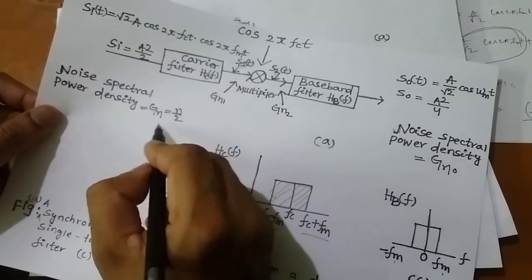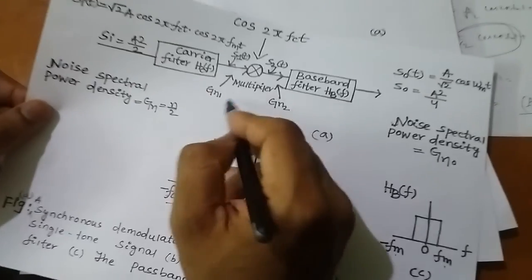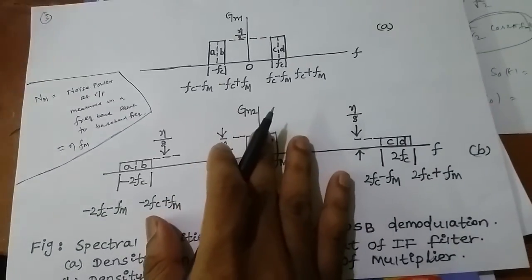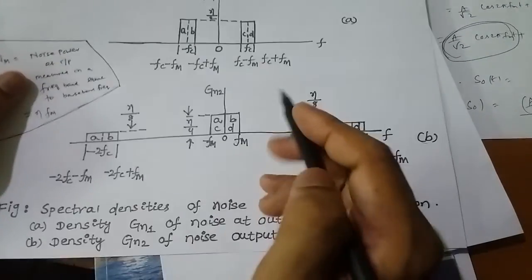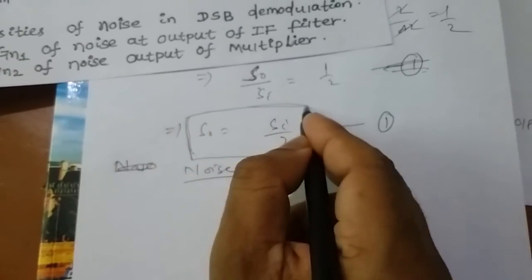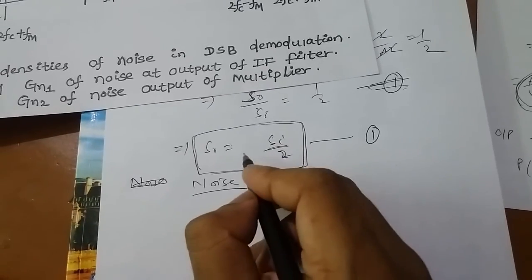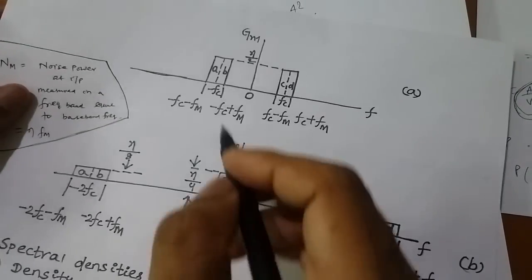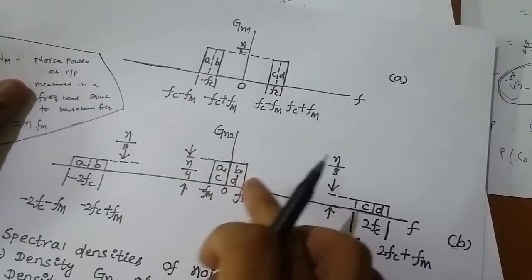The power spectral density at the input of the carrier filter is eta by 2. After the carrier filter it is passed, the same Gn1 remains as eta by 2. You can see Gn1 has power spectral density eta by 2. Now I have told you that the output signal power has been halved, S0 equal to Si of t by 2. So similarly the noise power at the output will be halved.